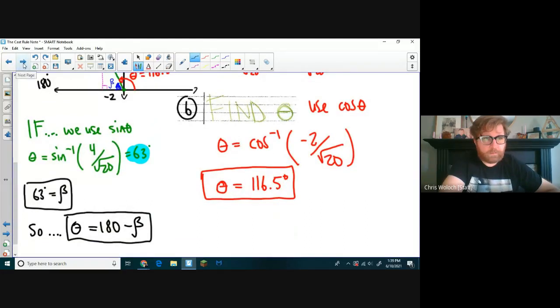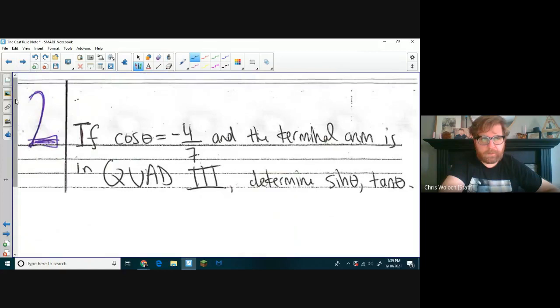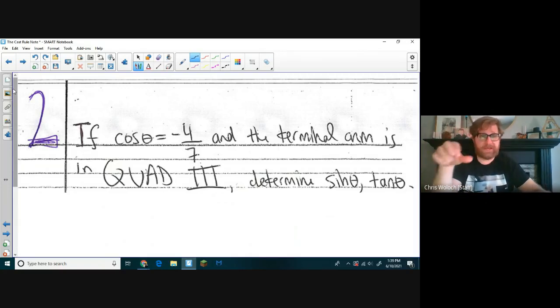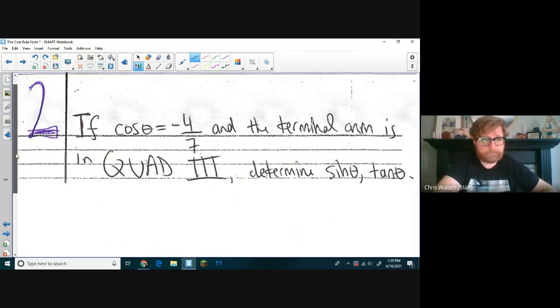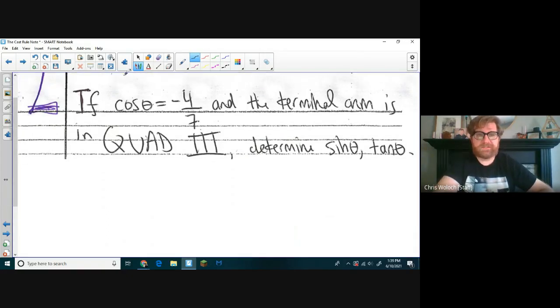So let's do one more, and then we are done. All right. So this one's a little bit different, but we're doing the same thing, just where you're given information in a different way. So I have cos theta is -4/7, and the terminal arm is in quadrant 3. Okay, cool. So we want to figure out the ratios of sine theta and tan theta. All right, cool.